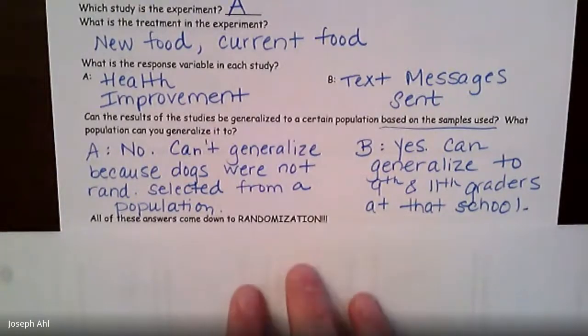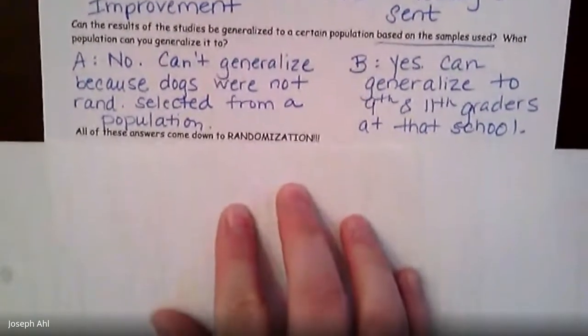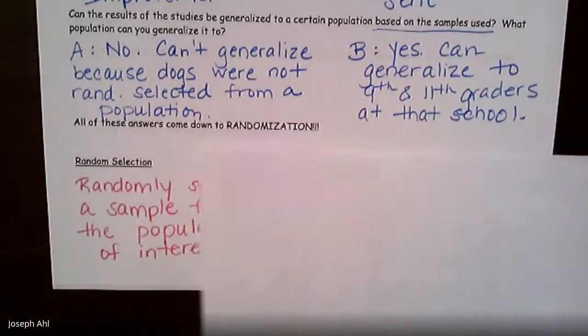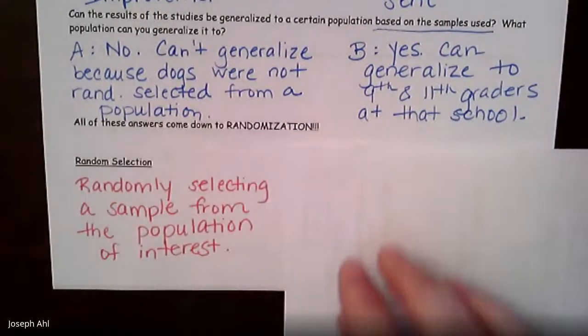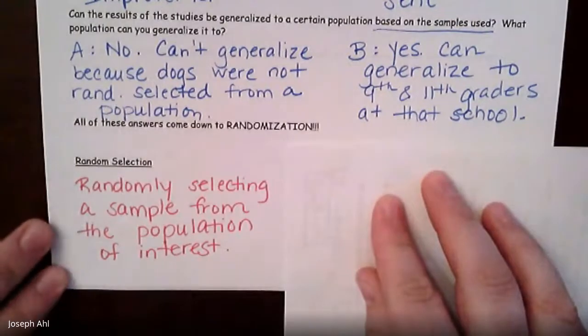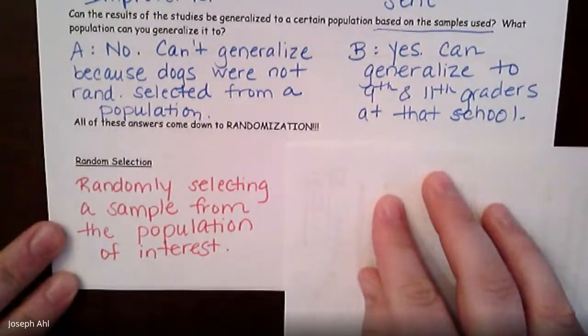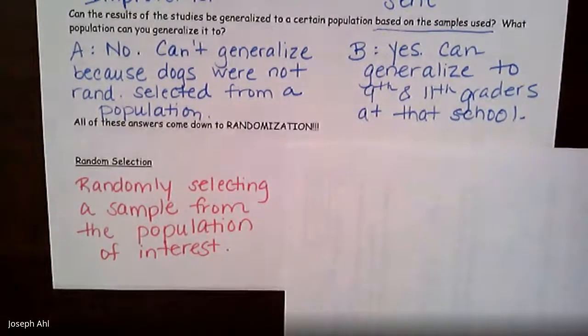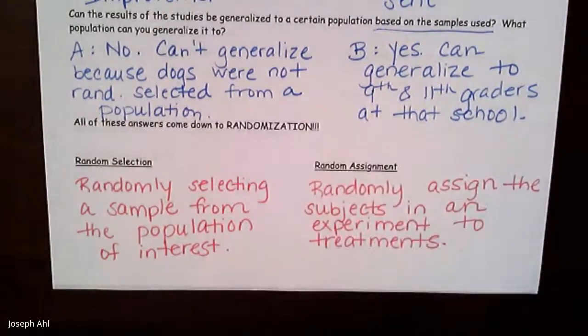So all these answers come down to randomization. So let me break down the difference between random selection and random assignment. What is random selection? It's randomly selecting a sample from the population of interest. So if you look at study B, the populations of interest were the 9th grade students and the 11th grade students. We'll talk about some of the implications of random selection in just a few moments, whereas random assignment is randomly assigning subjects in an experiment to treatments.